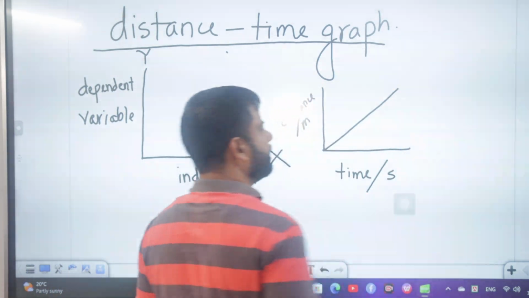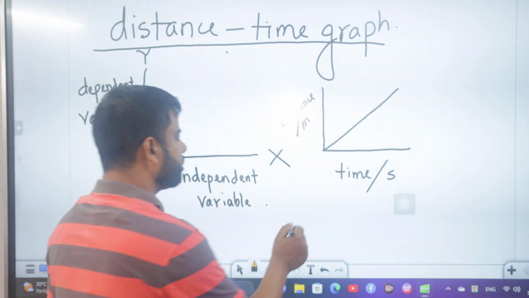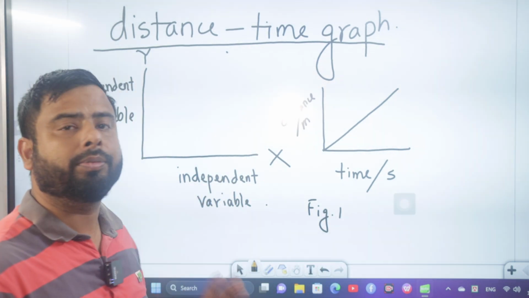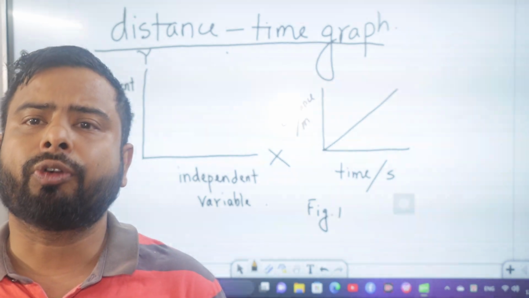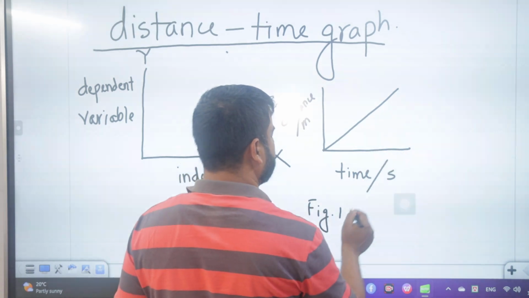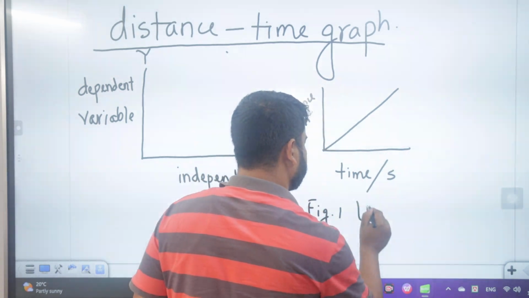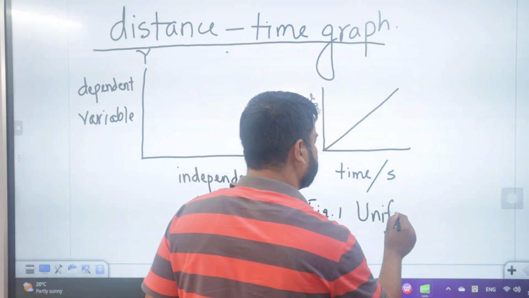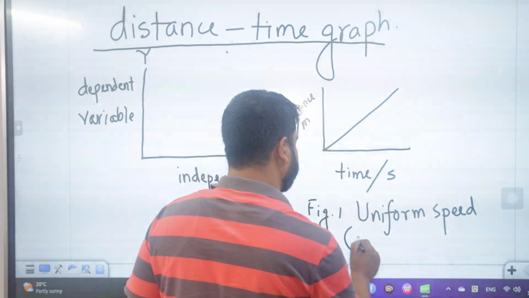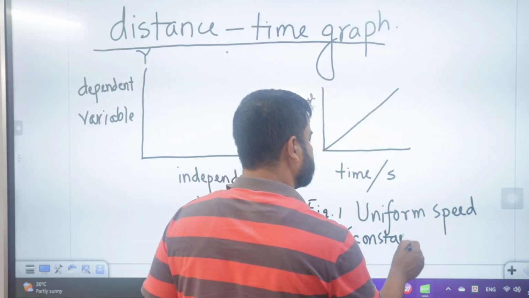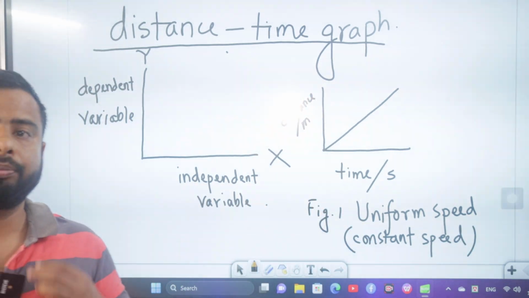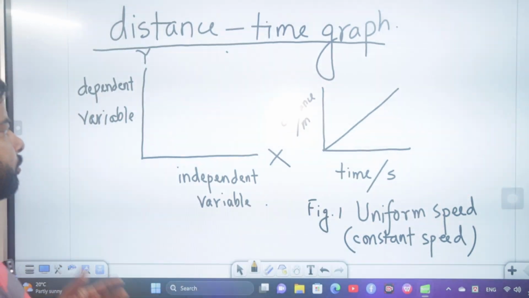If the distance time graph is a straight line, then it shows the object moves with uniform speed. Or we can also write constant speed. So the gradient of the graph represents the amount of speed.